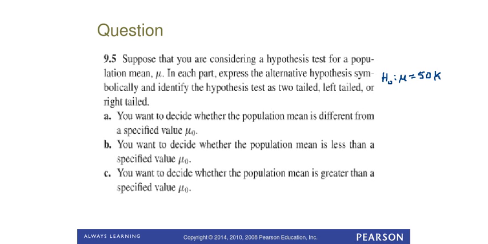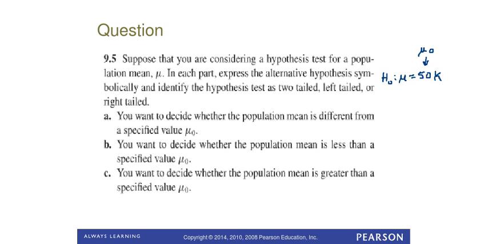Okay. So what do we mean? Well, let's say we want to decide whether the population mean is different from the specified value. We call this, by the way, this value mu sub 0. So what we're saying is that the null hypothesis is equal to some specified mean, and that's our specified mean, $50,000 in this case.